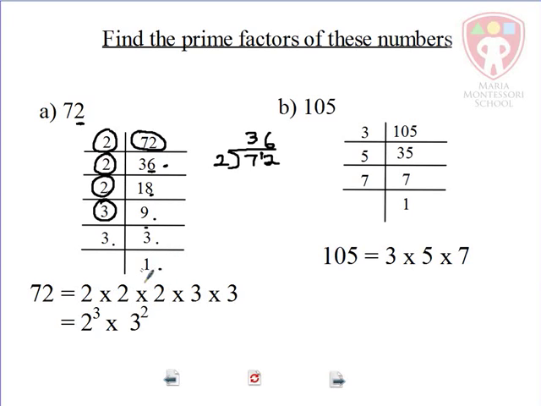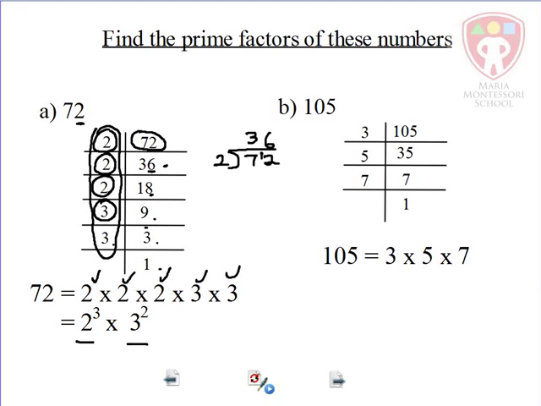We know that 1 is not a prime number. And then we can just look at our prime factors here. They will be on the left side of the table. So in this case, we had 2 times 2 times 2 times 3 times 3. And we can write that in index form, which is 2 to the power of 3 times 3 to the power of 2. Let's go over here to the right and look at this example.